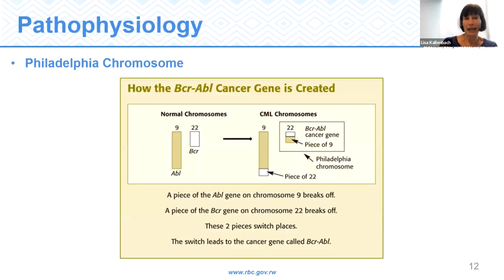So here's a picture of basically the piece of 22 going to chromosome 9 on the right, and the piece of 9 going to 22 on the right part of the right side. So a piece of chromosome 9 breaks off, a piece of chromosome 22 breaks off, they switch places, and that leads to this BCR-ABL protein formation.